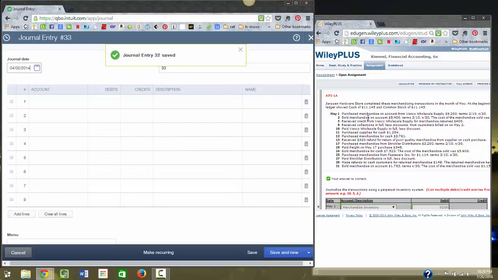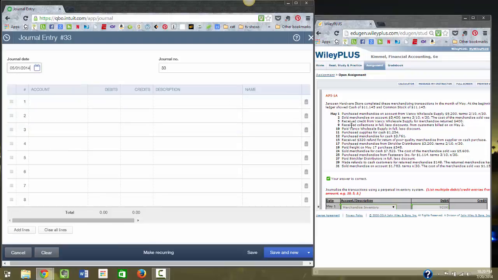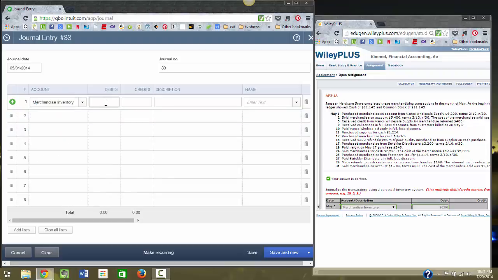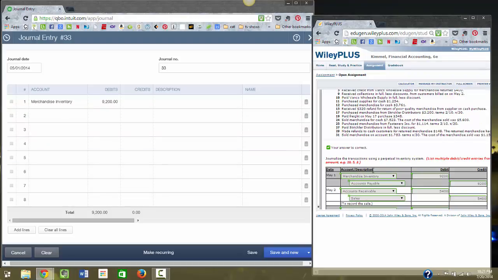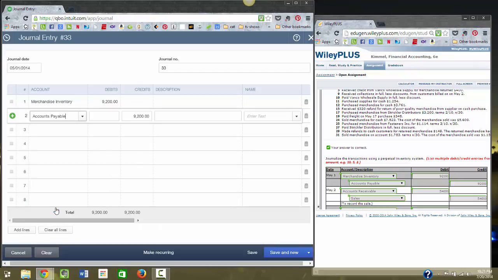And then now our first one, May 1st, merchandise on account from Vanco Wholesale Supply, $9,200. Okay, so we are going to change our date, make it May 1st, and the first thing we're going to do is debit merchandise inventory. So type merchandise inventory, debit 9,200, and then we are going to credit accounts payable, and all your top items here generally are listed. Automatically completed it for me.